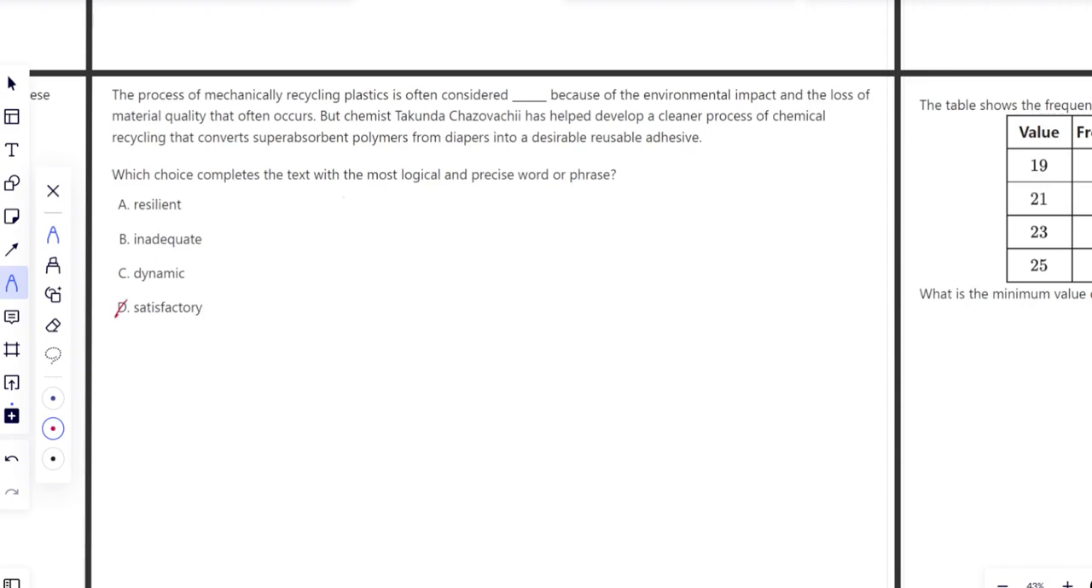It seems not satisfactory. It seems not resilient because it gives us negative words here. There's environmental impact and loss of quality. So actually, I would say it matches up with inadequate. Dynamic means it's changing, but we don't really see that there. We see that it's inadequate, it has a negative impact, and it loses its quality.